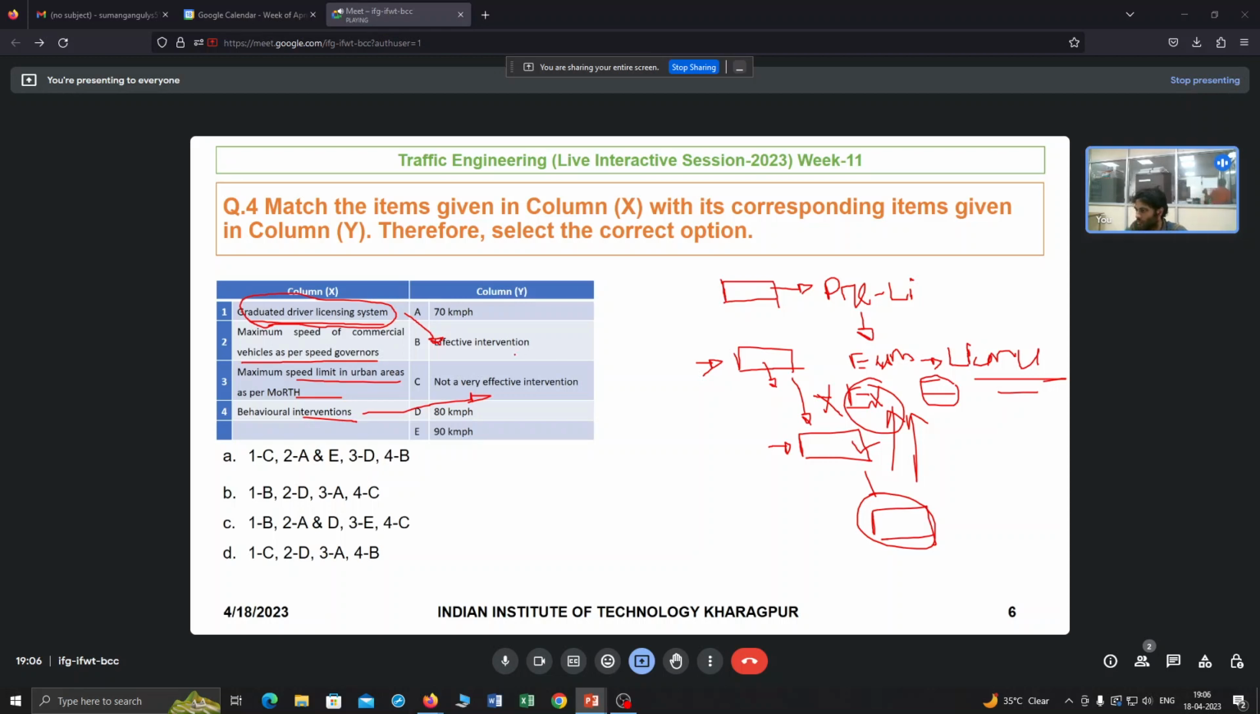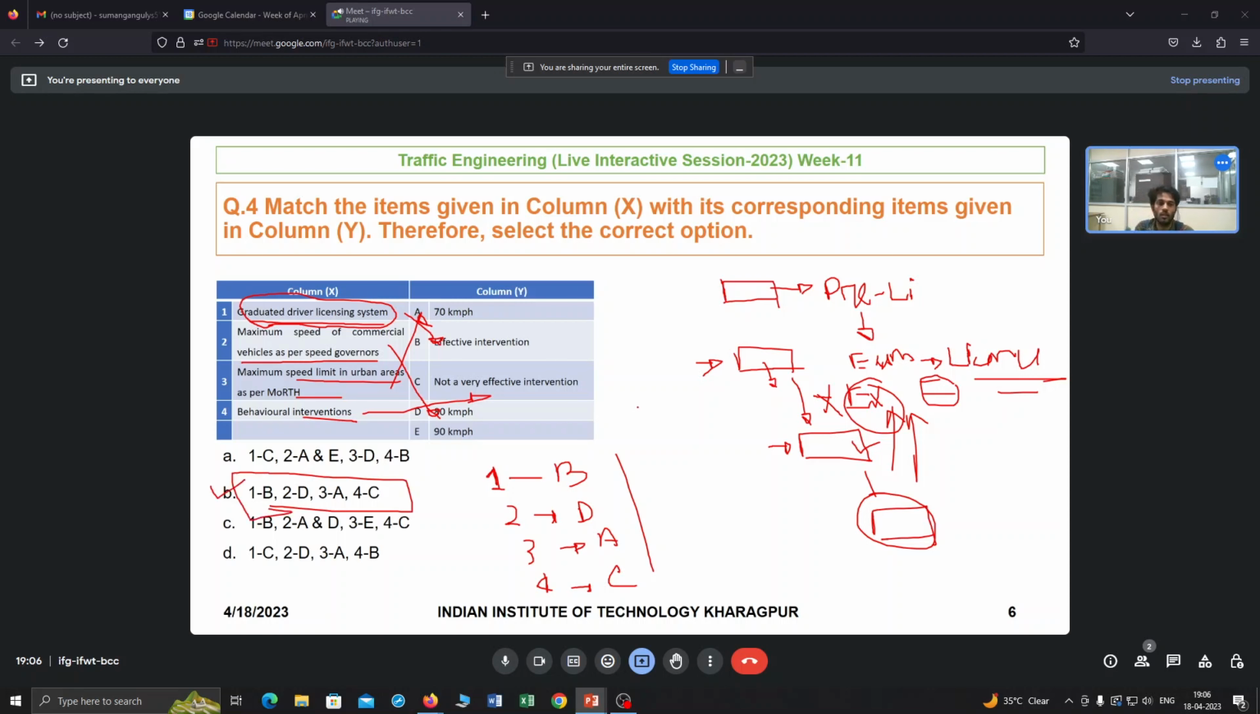So here, the maximum speed limit in urban areas is 70 and the maximum speed of commercial vehicles is 80. So then your one is B, your two is D, your three is E, and your four is C. B, D, E, C. So this is the correct answer.